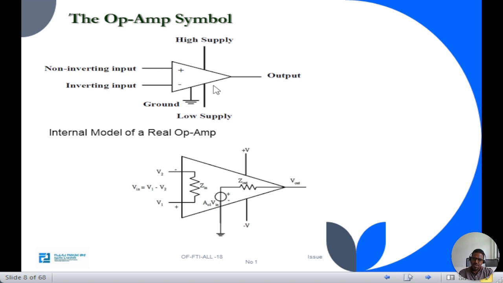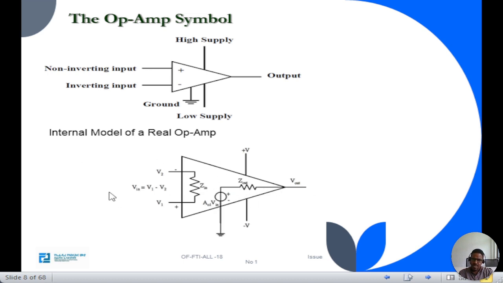So the op-amp symbol is simple, it looks like this. It has positive and negative inputs, that is non-inverting and inverting, a high power supply and a low power supply, positive and negative, and the output. The internal model of a real op-amp looks like this. It has input impedances, a difference voltage V1 minus V2, that is non-inverting minus inverting, an open loop gain between them, and then the output impedance.